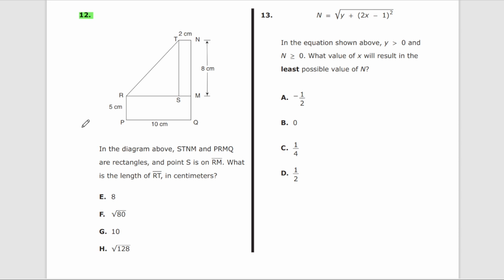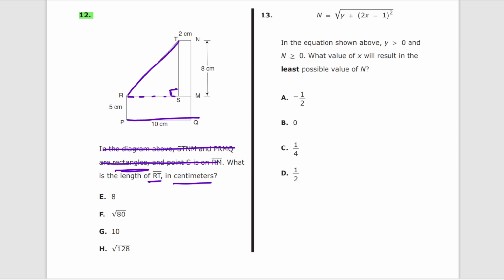Next problem is problem 12. We are almost done. So there's this paragraph and it's completely useless. You don't need to read this much. What is the length of RT in centimeters? So we just need to find this side RT. Now there was this word rectangle, so it's kind of useful because we need to know that this is a right triangle. That's it.